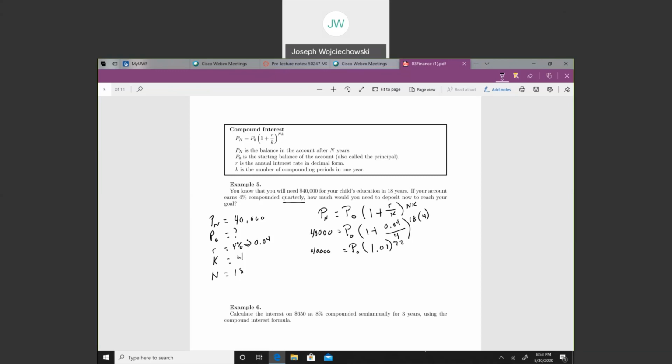So 40,000 equals principal times, and 1.01 to the 72nd power is equal to 2.0471. Now we divide both sides by 2.0471. And we get $19,539.84 equals our initial principal.